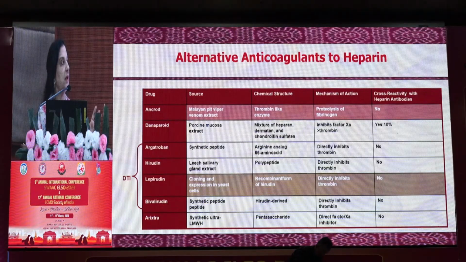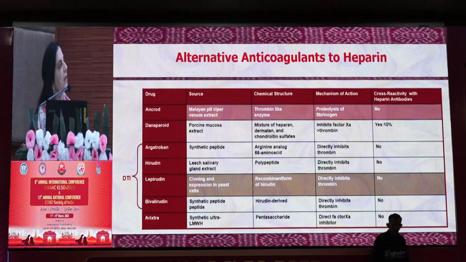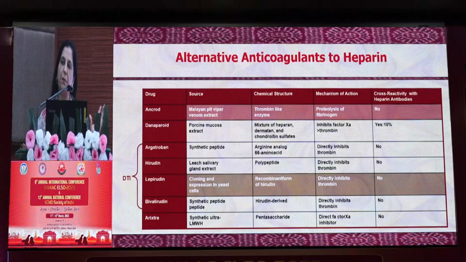So most of the direct thrombin inhibitors we're going to talk about, whether it is Ancrod, which has a thrombin-like enzyme that brings about proteolysis of fibrinogen, do not form any cross linkages with heparin antibodies. So most of these heparin alternatives have three advantages. Number one, they do not bring about any cross reactivity with heparin antibodies, which heparin does. Heparin acts and binds with antithrombin 3. Its activity as a proteolytic and anticoagulant becomes 1,000 fold more. The result is the formation of HIT or a heparin resistance, and enhanced bleeding and enhanced antithrombosis.